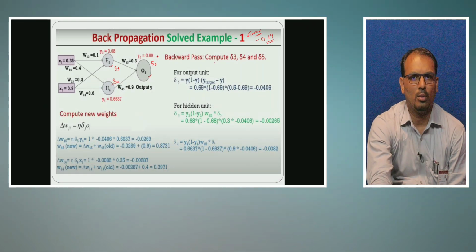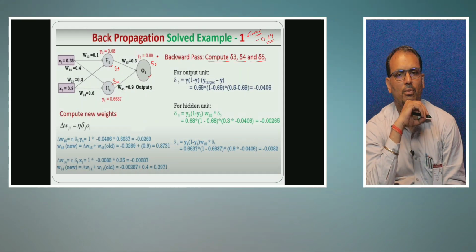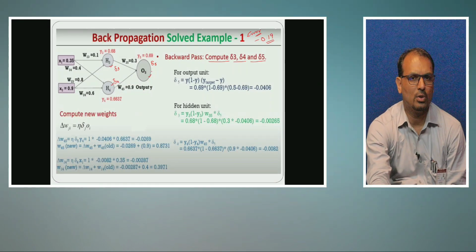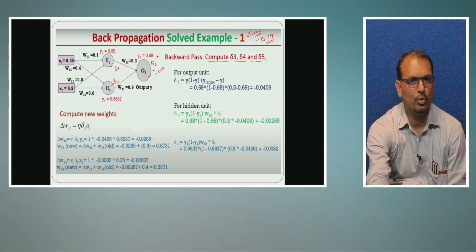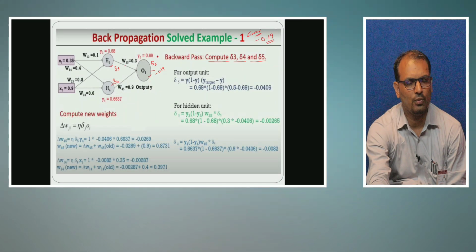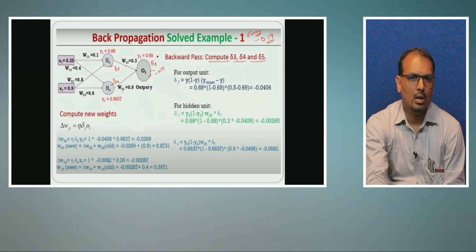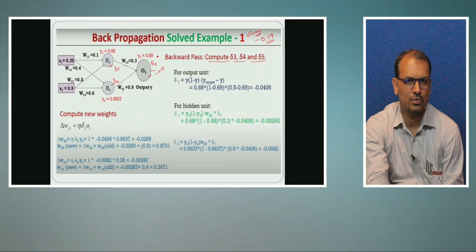That's what we are going to compute here: delta 3, delta 4 and delta 5. Now I'm going to calculate O5 first, because here we know the error, minus 0.19. So how is this error going to contribute to H3 and H4? What are the weight values of w35 and w45? That we will calculate first. Now delta 5, if you want to calculate, we have seen the formula y into 1 minus y.